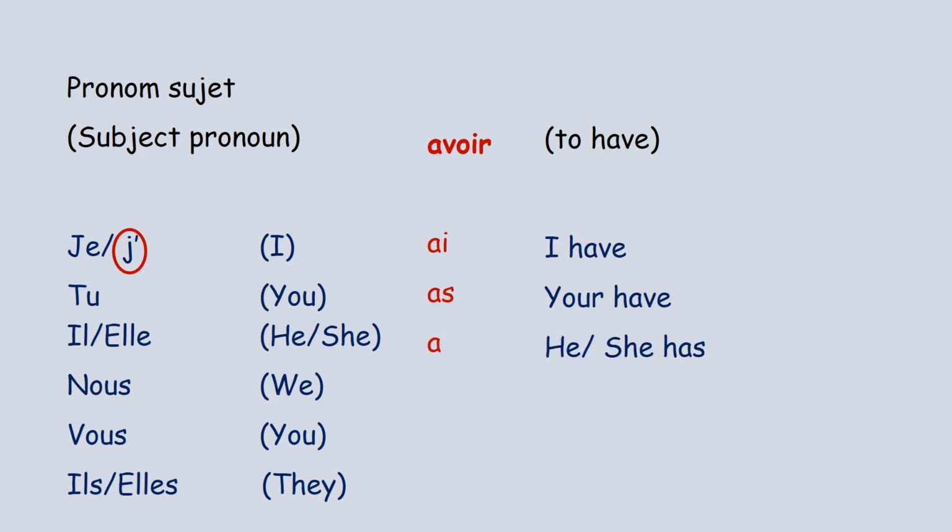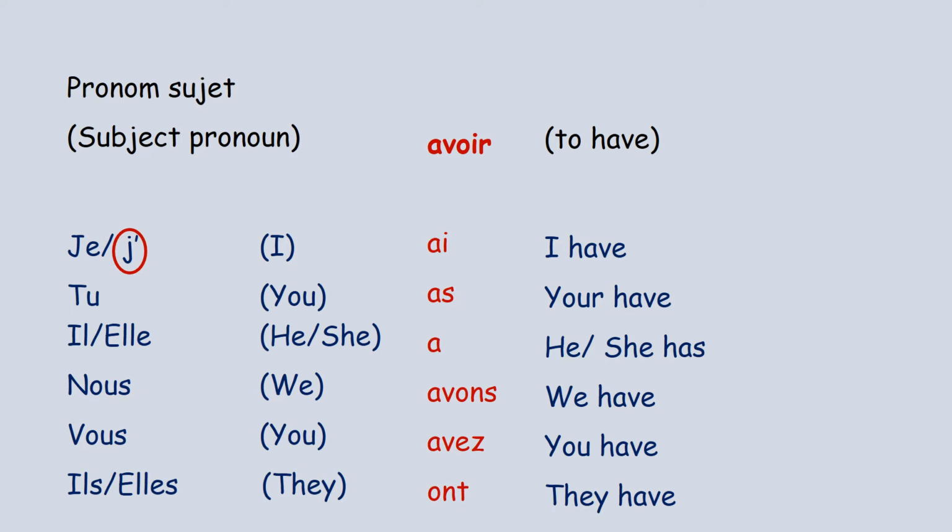Tu as, il a, elle a, nous avons, vous avez. Be careful. It is starting with a vowel, so we join with the previous consonant. Nous avons, vous avez, ils ont, elles ont.